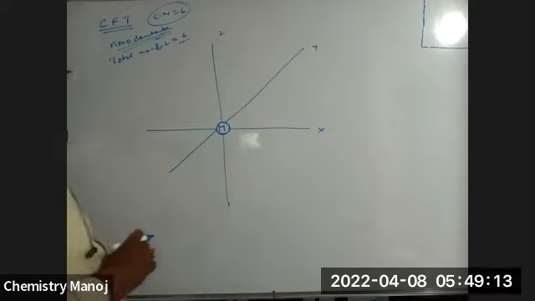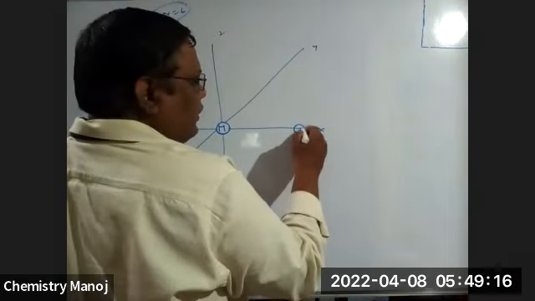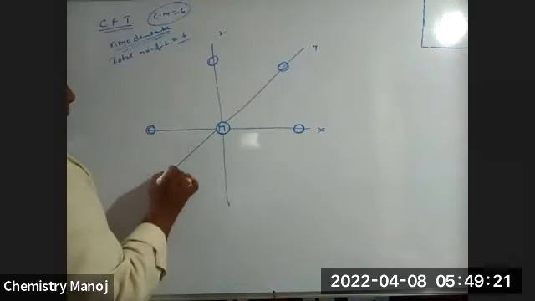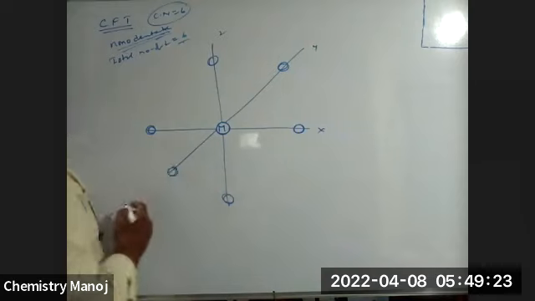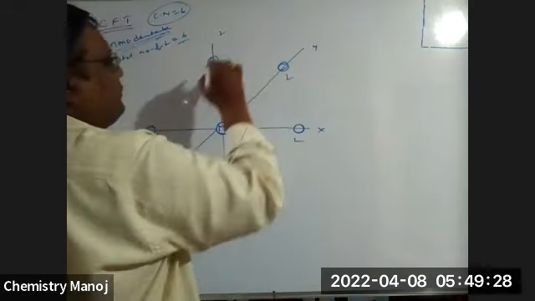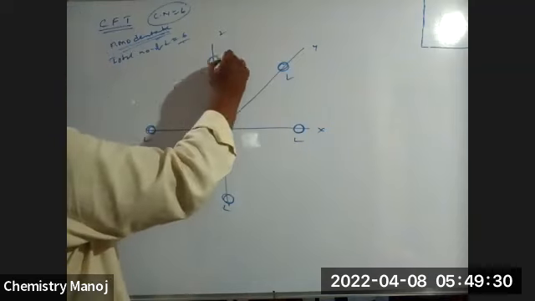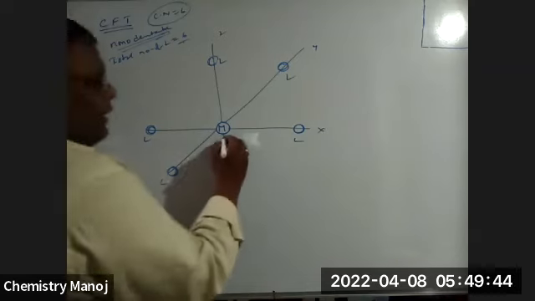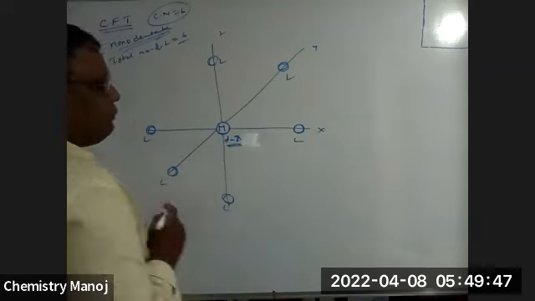All those ligands are placed along the x-axis, y-axis, on the axis, my dear. These are all ligands. Where do we place these ligands, on the axis or between the axis? Sir, on the axis. Okay, all these 6 ligands are on the axis. Where is that metal? Just at the origin, correct? This metal has d orbitals. Am I correct?